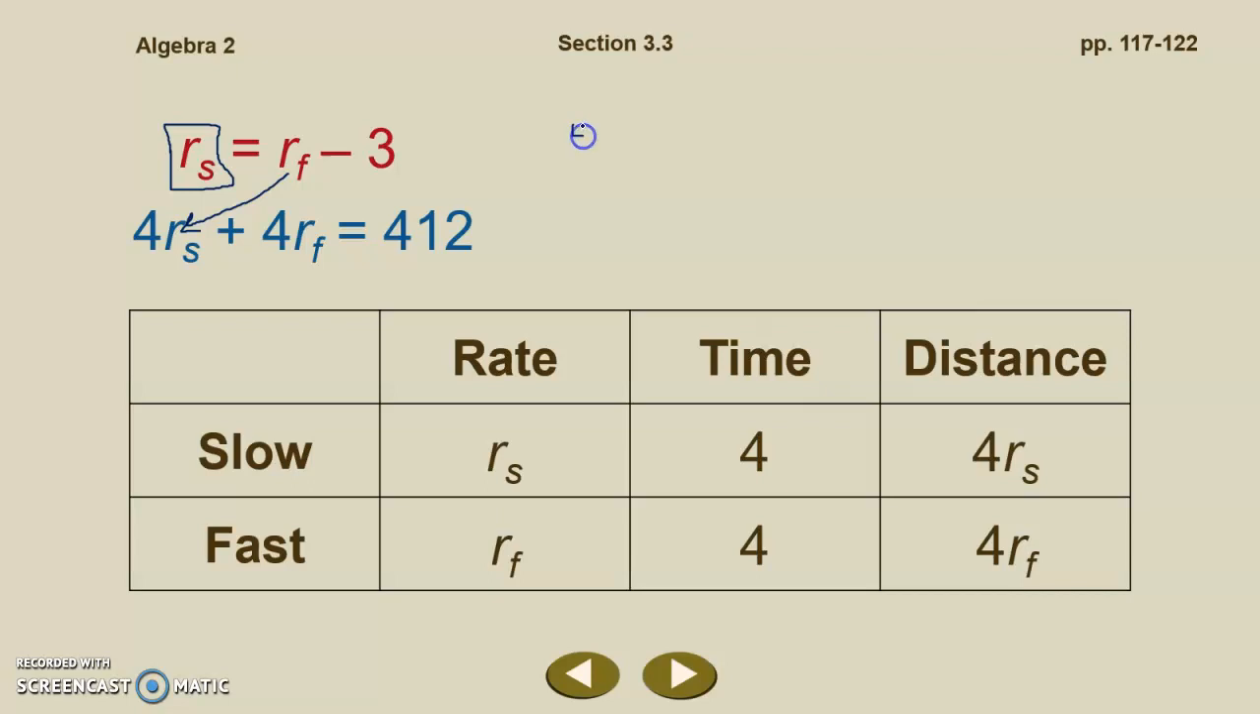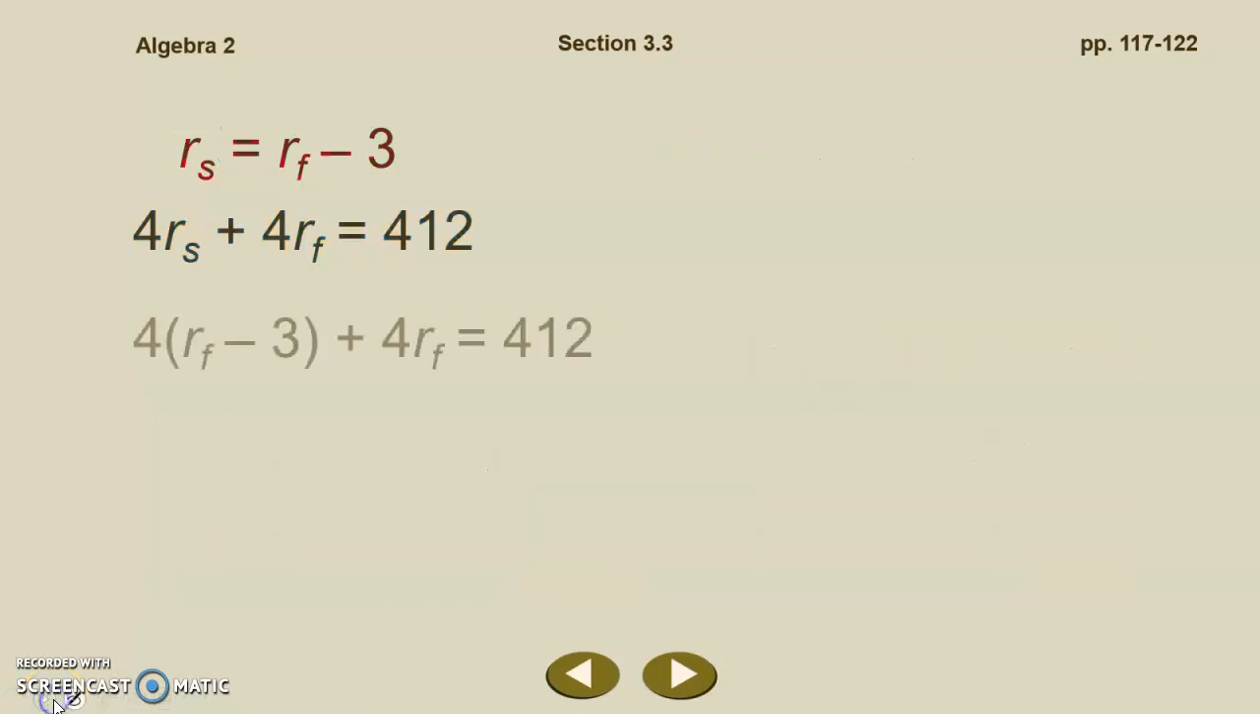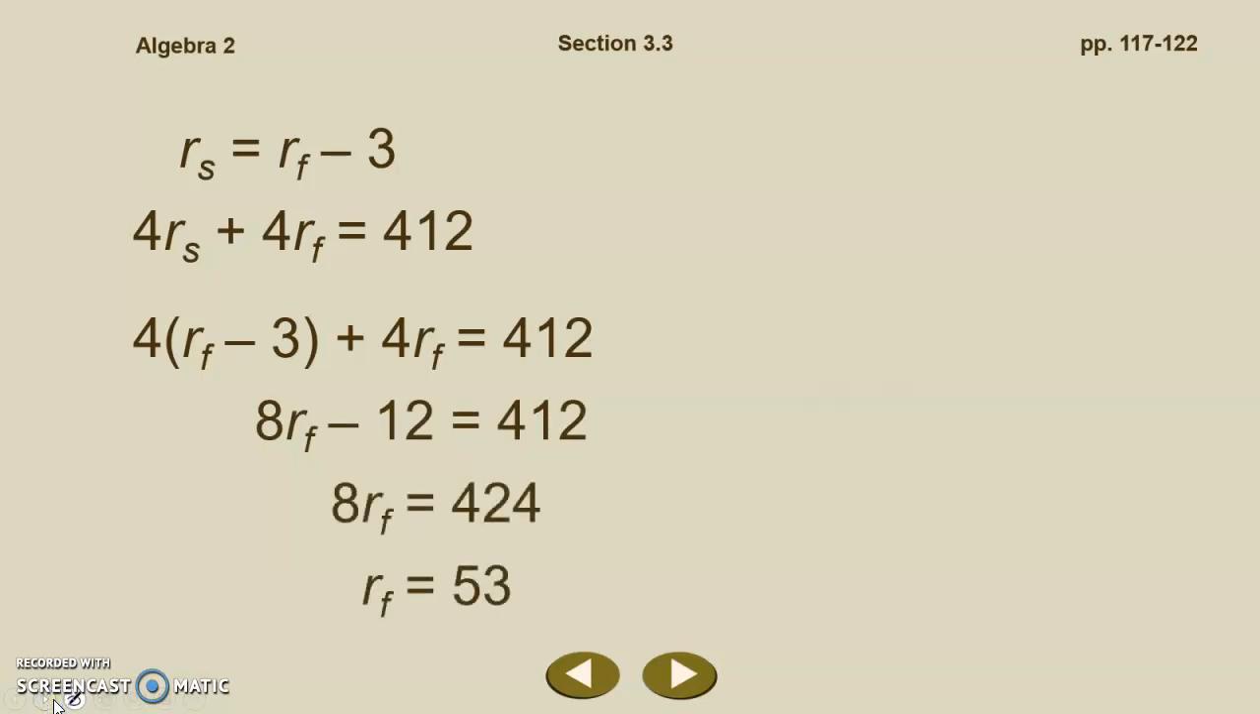That will look like 4 times the rate of the faster vehicle, F minus 3, plus 4 times the rate of the slower vehicle, equals 412. Then we use the distributive property to get rid of those parentheses and combine like terms. When we do so, we find that the rate of the faster vehicle is 53.